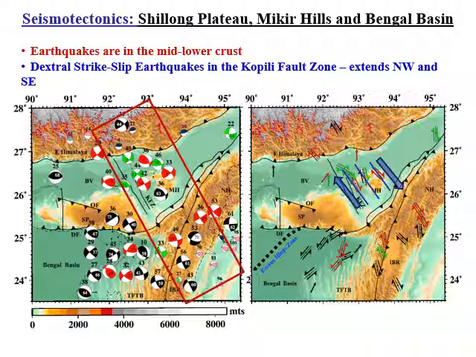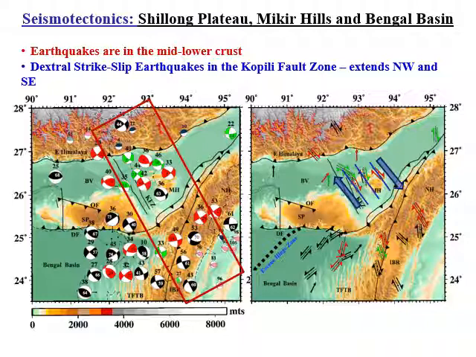It's not only limited to the Kopili fault zone, it also extends further towards the northwest underneath the Himalayas, happening within the Indian plate, and also further southeast underneath the Indo-Burman convergence zone, where you can see these strike slip earthquakes. So obviously the Kopili fault zone has these dextral strike slip earthquakes extending beyond the region between the Himalayas and the Indo-Burman convergence zone.